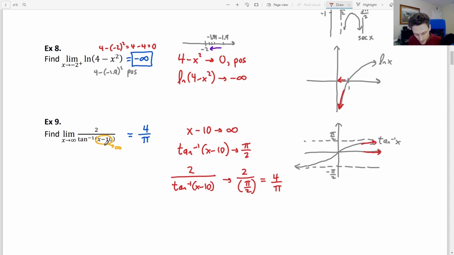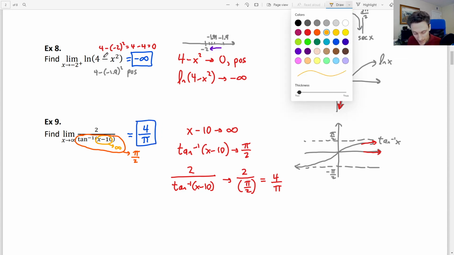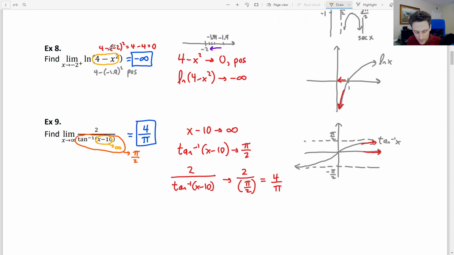Just to finish up what we talked about over here in example 7. Here we could take this inverse tangent, we could circle it and say those are going to pi over 2. And from here, it's just a matter of evaluating these numbers. 2 divided by pi over 2, that's 4 over pi. Make sure to box that. Also, to close the loop on example 8, we first figured out what was happening to the 4 minus x squared. That was approaching 0, and those things were positive. And then we plugged those numbers into natural log and figured out that the outputs in that case were approaching negative infinity. Squeezing that in there.